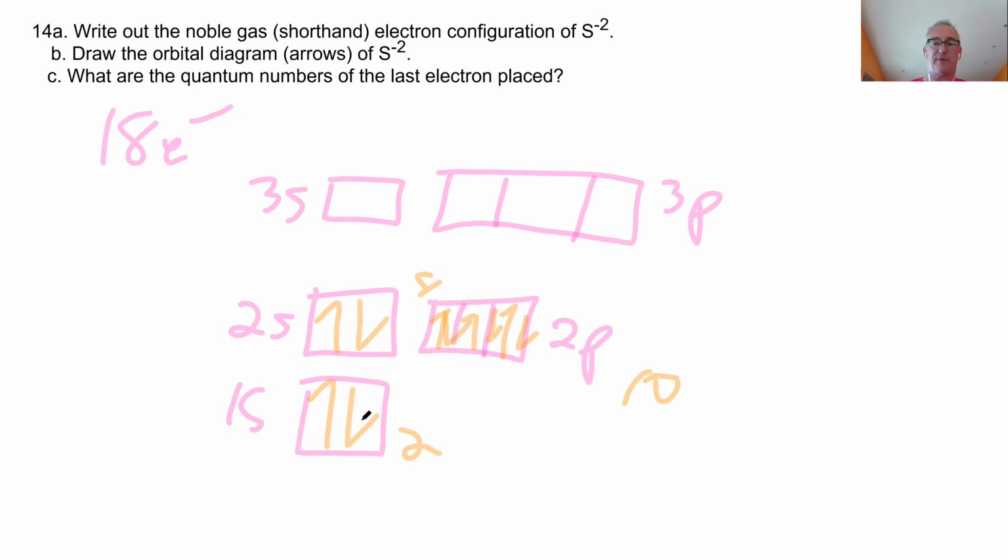So what's after 2p? What's next? Up, down, up, down, down, down. So 3s, 1, 2, and then 3p, 1, 2, 3, 4, 5, 6. So that gives me another 8. So that is a total of 18. Yeah. So that would be it.